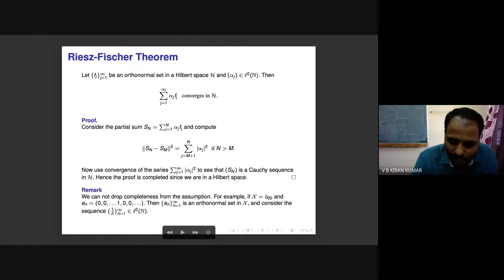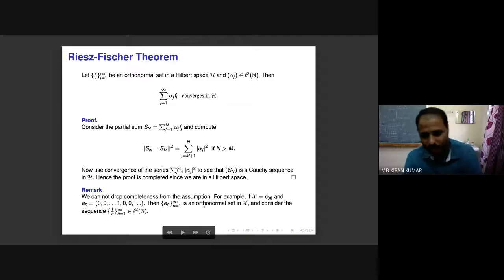Now you consider the sequence 1 by n, n equal to 1 to infinity. This is an L2n sequence, because the summation of 1 by n square is finite. So you replace the role of alpha j by 1 by n and the role of fj by these en. Then is this convergent? What is the series? Summation 1 by n en. That will be 1, 1 by 2, 1 by 3, and so on, right? But that's not in C00. Is that clear? So completeness is good.